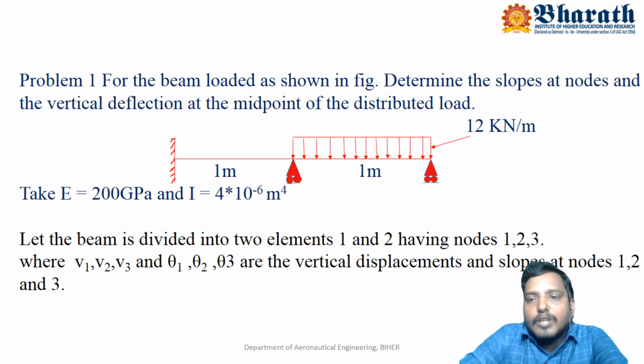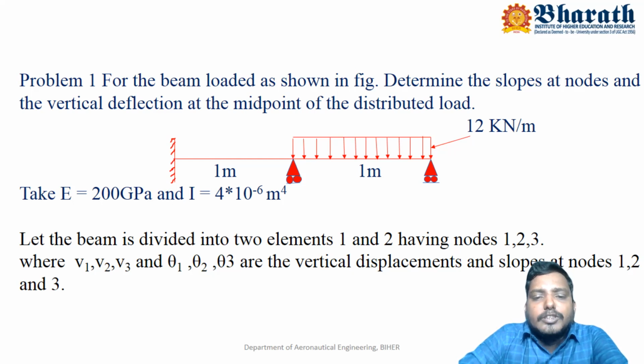We try to solve some numerical problems. What is problem number 1? For the beam loaded as shown in the figure, determine the slope at nodes and the vertical deflection at the midpoint of the distributed load. If you look, one end is fixed and the other end is subject to a roller support. In between, one roller support is there. Therefore, we formulate a finite element equation for each individual element, then we assemble and get a global finite element equation.